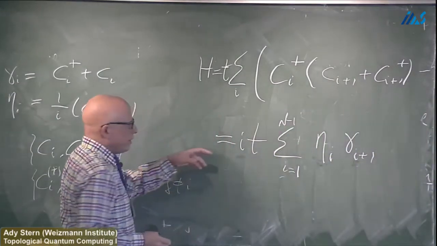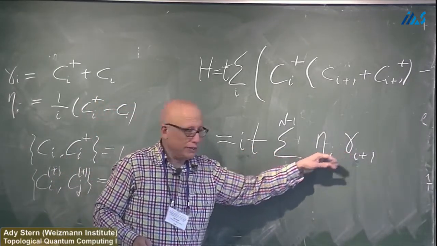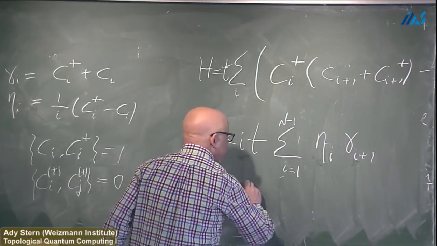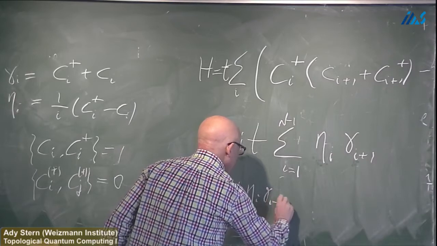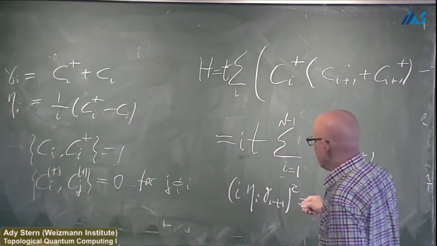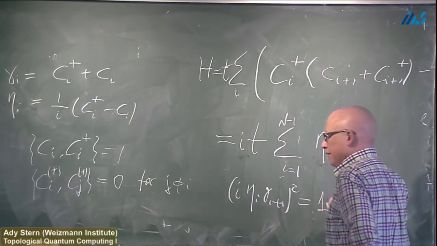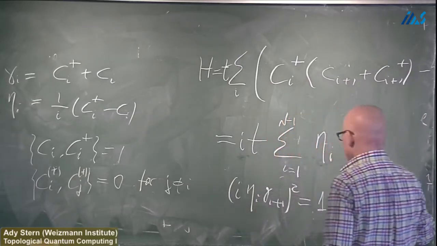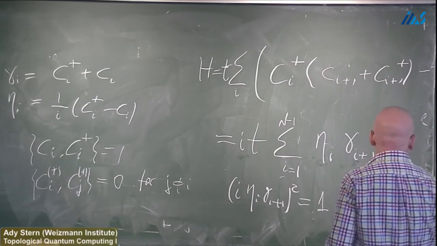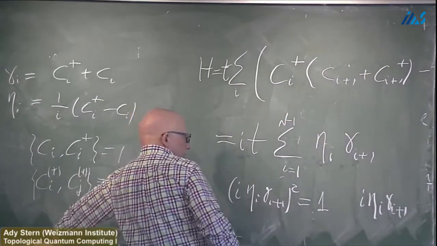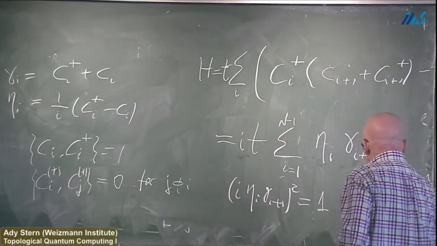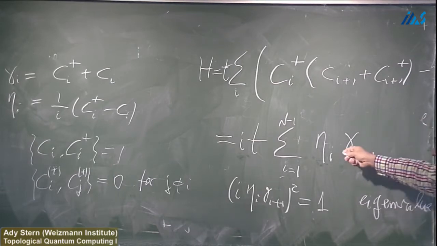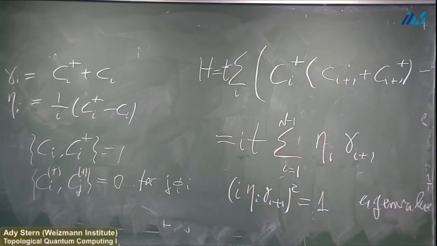Now, diagonalizing this Hamiltonian is very simple, because these terms all commute with one another. These operators, i eta i gamma i plus 1, are Hermitian operators. If you square this operator, you make the calculation, and you normalize properly, which I'm not sure I did, you get 1. That means that the eigenvalues of this operator can be either plus or minus 1, which means, of course, that in the ground state, you want all of them to be minus 1 if t is positive, or plus 1 if it is negative.